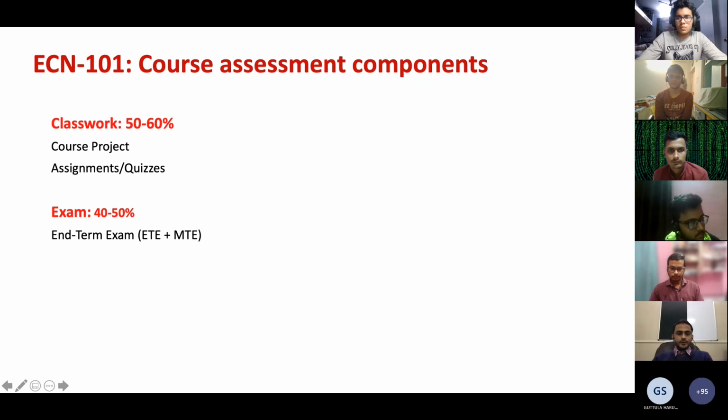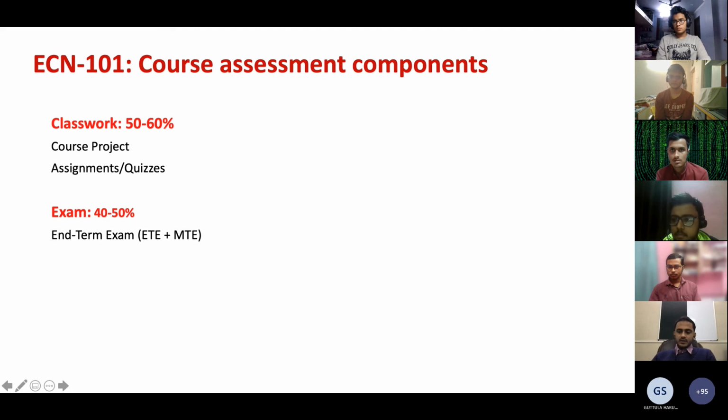And the rest, 40 to 50 marks, will be for ETE or MTE, the midterm exam or end term exam. You might be familiar with this system, I guess, or not. Yes, sir.